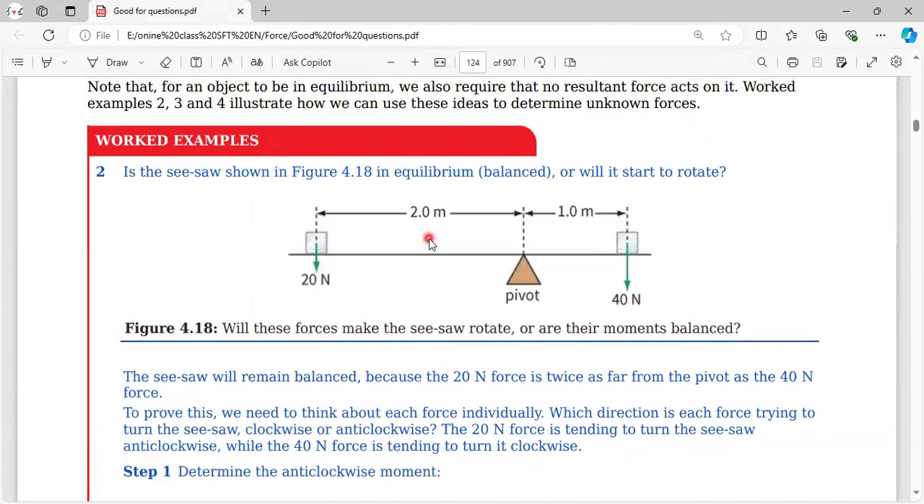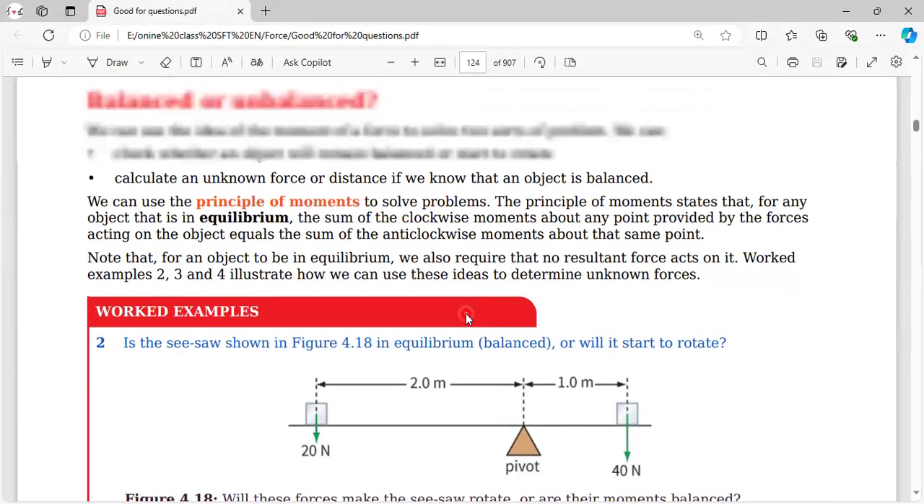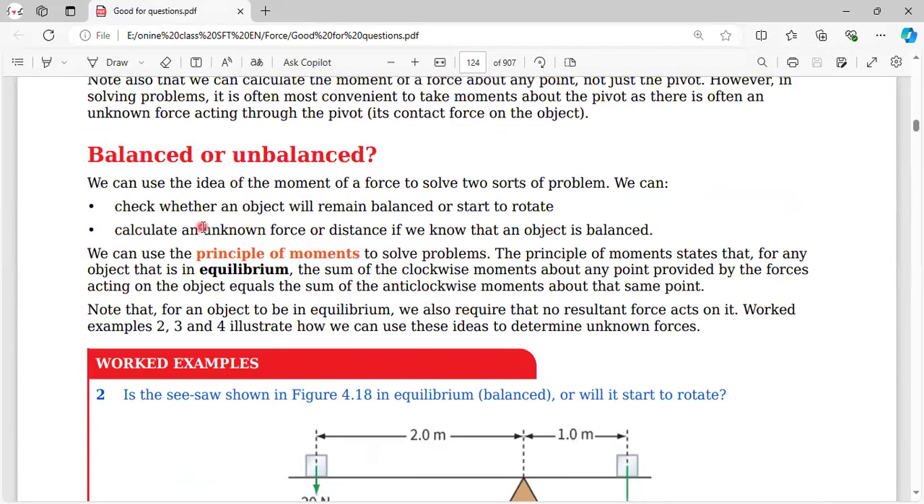I think it is this object, let's say, I don't know whether correctly, but there are two different weights at two different distances. If it is at the same distance, let's say this is 1 meter and this 20 newtons is also here, I can definitely say this is going to move because here it is 40 newtons, here it is 20 newtons. But we don't know whether it will start to move. And the second one is to calculate an unknown force or distance if we know that an object is balanced, right?